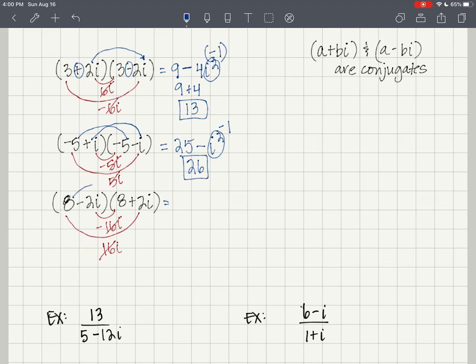And this last one, 8 times 8 is 64. Because these are conjugates, the outer and the inner cancel out. We can go right to the last. A negative times a positive is a negative. 2i squared is 4i squared, which becomes 64 plus 4, which is 68.